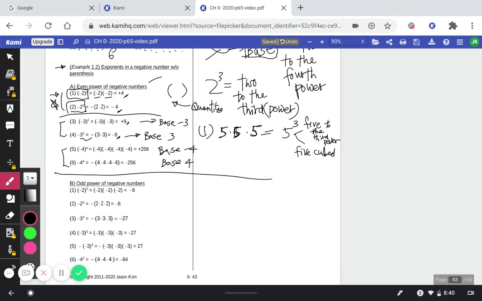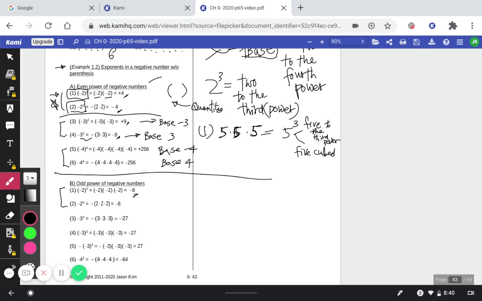In contrast to set A, how about set B? Set A's are all about doing an even power of a negative number. How about an odd power of a negative number? In number 1, the quantity of negative 2 to the third power is negative 2 times negative 2 times negative 2. So you end up with negative 8.